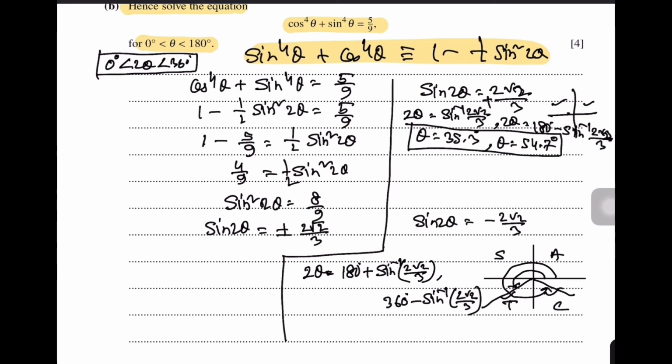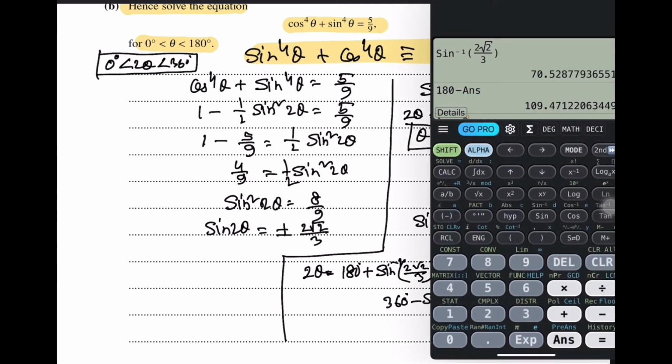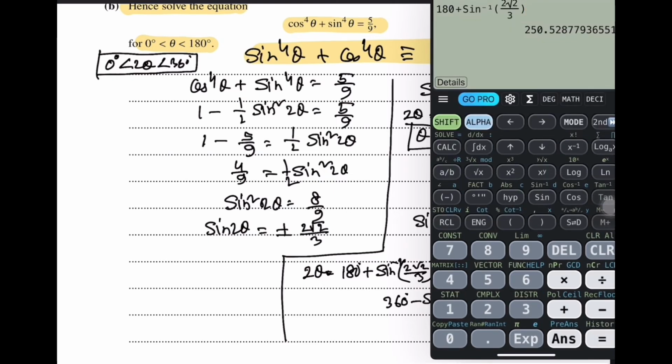Let us do the calculation. 180 plus shift sin 2 root 2 by 3, then divided by 2. So it is 125.3. So theta equals 125.3 degree.